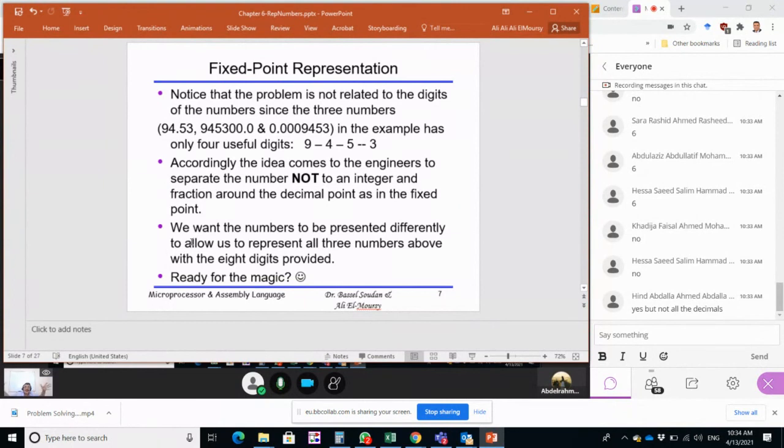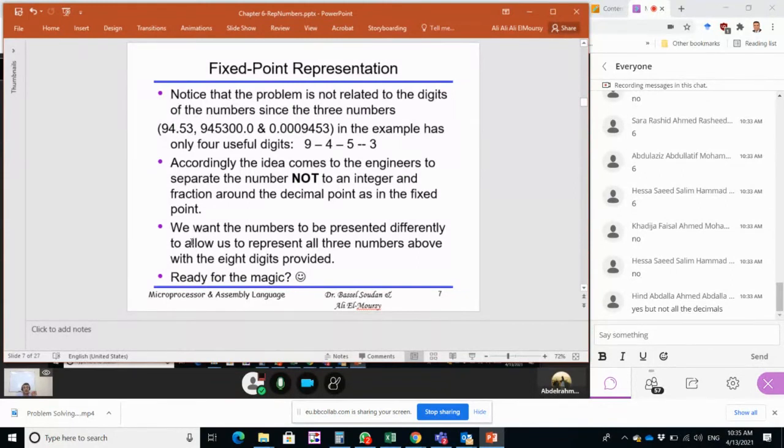And even with 8-digit storage, I cannot store the number, because large numbers, significant numbers, or small fractions cannot be represented, while the number itself has only 4 significant digits: 9 4 5 3. Okay? And here is the magic. So what the engineers have decided to do is to use what's called a floating point representation.